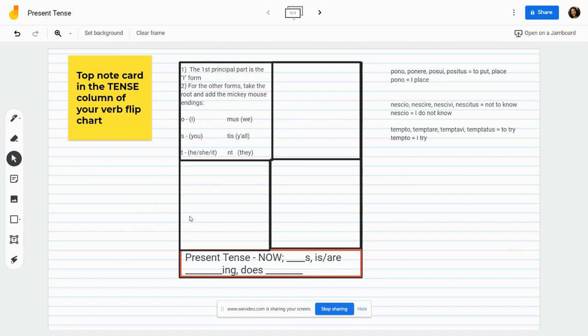Mickey Mouse, present tense, Mickey Mouse, verb endings. Okay? So write that down, pause the video, and then come on back to the video. So what do I mean by take the root?